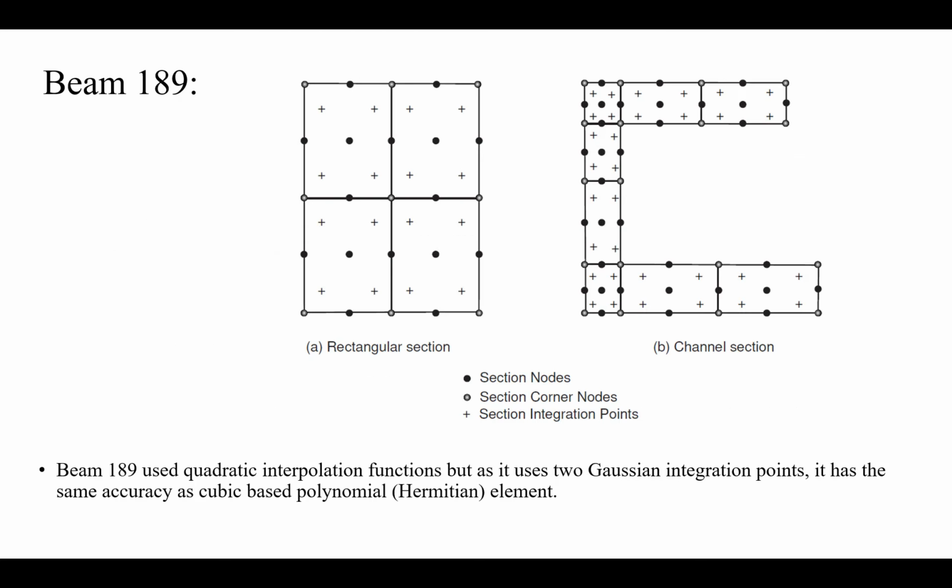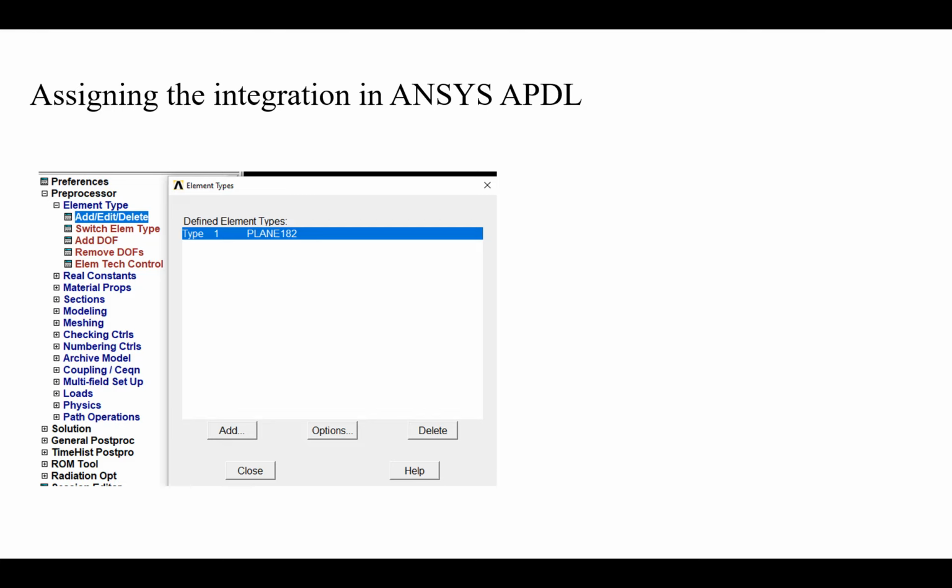So here I'm showing you BEAM189 as an example. I've just taken this image from the ANSYS library. So you can see here the integration points. There are 4 integration points for a beam element, whether there is a rectangular section or a channel section. But because we are using full integration, the accuracy of our approximation, our interpolation, is as high as cubic, even though we are using quadratic interpolation, because we are using 2 Gaussian integration points.